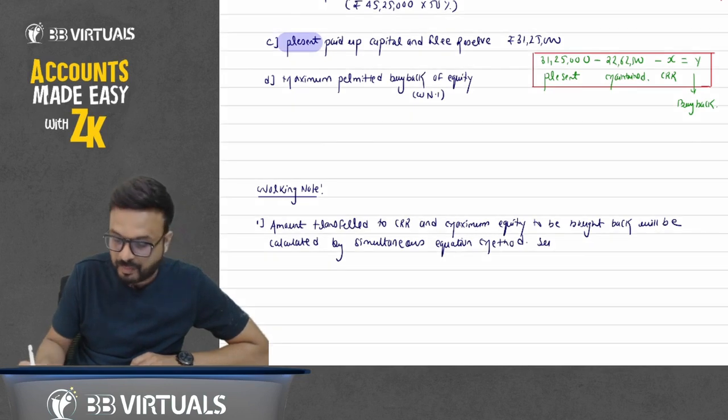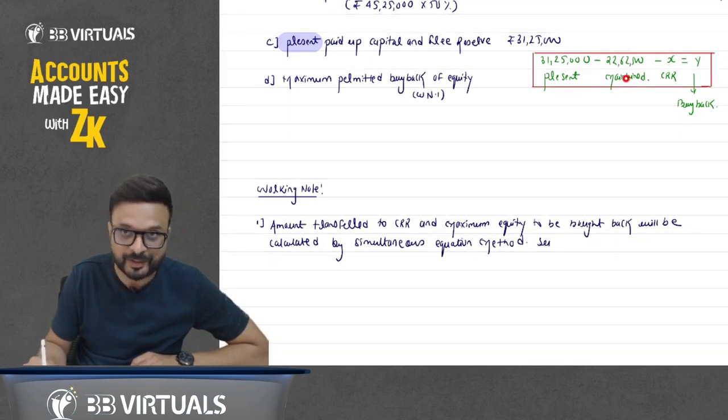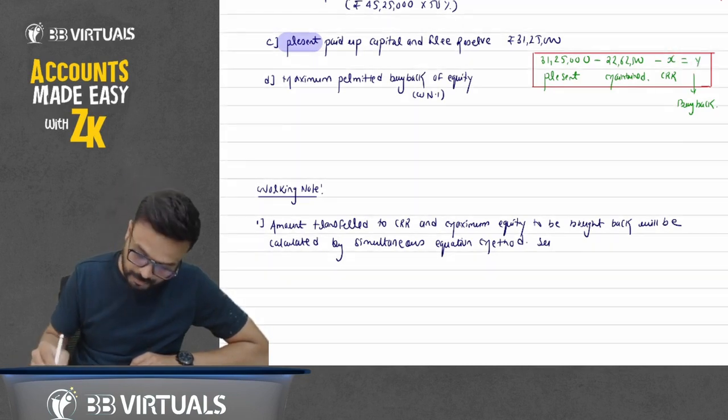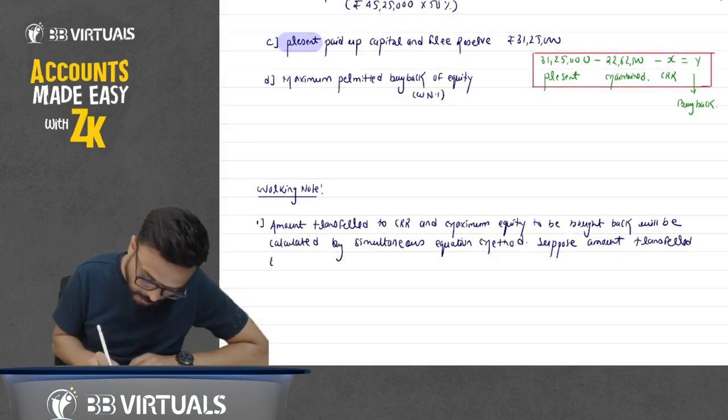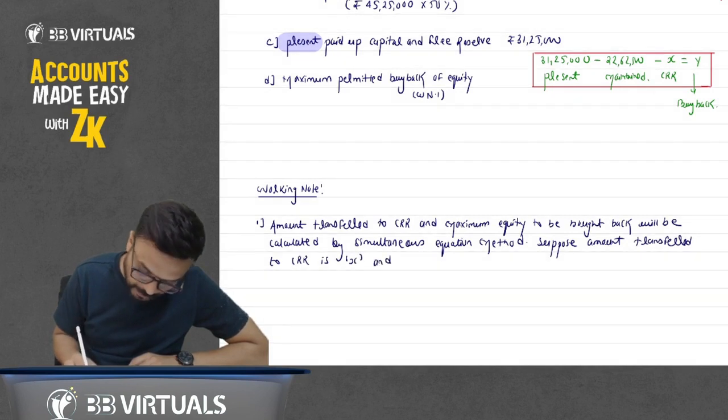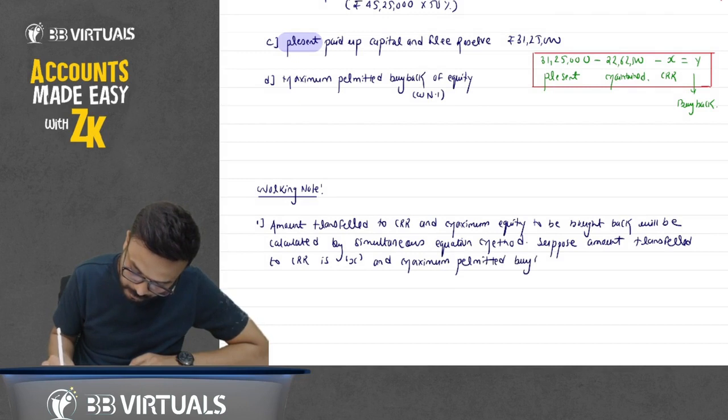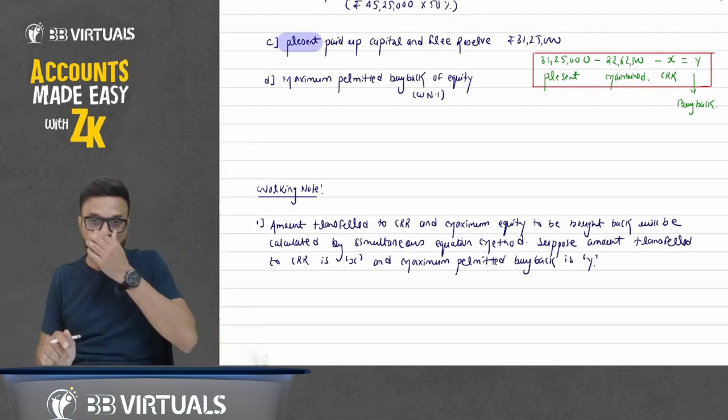Suppose the amount transferred to CRR we will call X, and the maximum permitted buyback amount we will call Y. We will solve this equation. So suppose the amount transferred to CRR is X, and the maximum permitted buyback is Y.